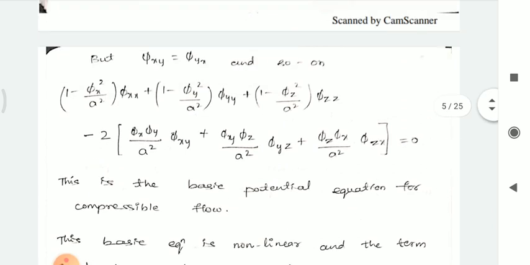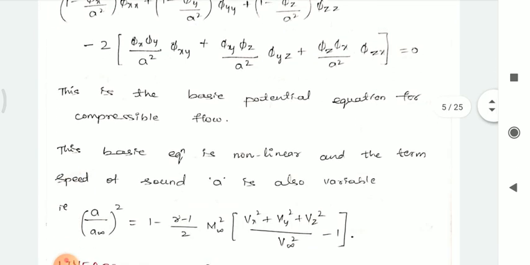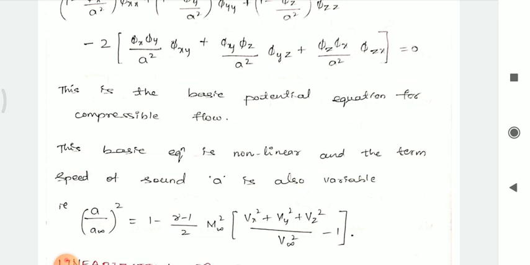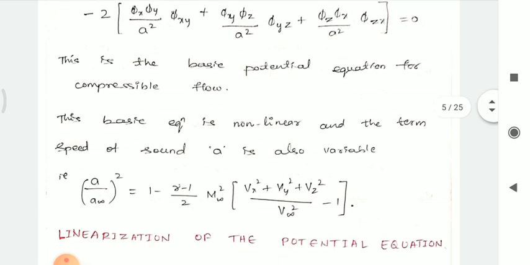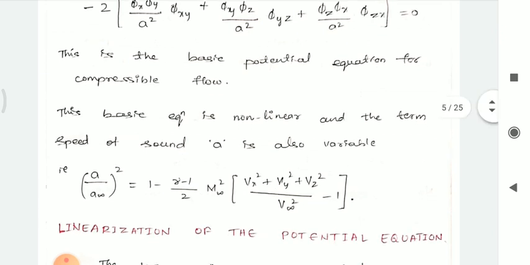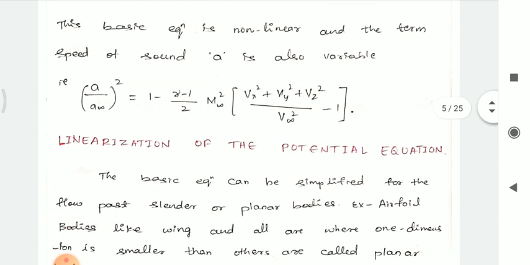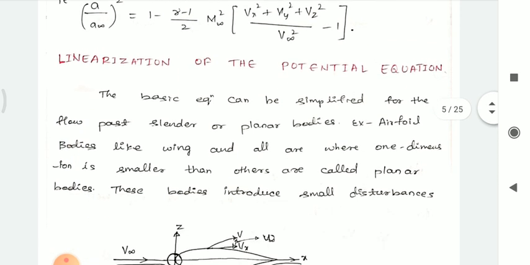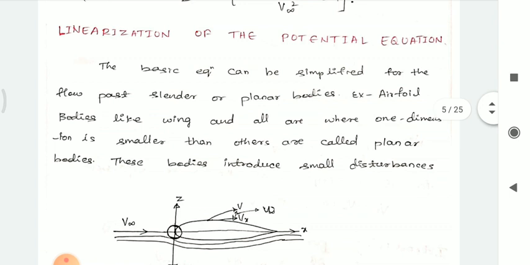And in this particular equation, a² is also there, where a is also a variable, and that particular variable can be found out using this relation, which is (a/a∞)² equals 1 − ((γ−1)/2) M∞² ((Vx² + Vy² + Vz²)/V∞² − 1). This is a standard relation you are supposed to remember. And the next part of the derivation is linearization of potential equation.